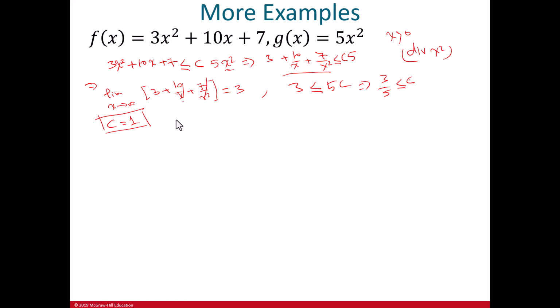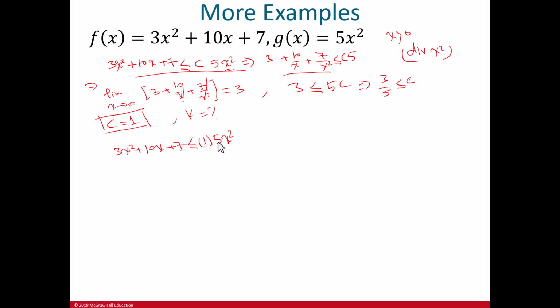All right. Now next I'm trying to find K. What is K? Since I found the C, it should be easy to find the K. So I'm going to substitute in this equation here with the information that I know what C is. So let's write it here: 3x^2 + 10x + 7 less than or equal to 1 times 5x^2, which is really just 5C.